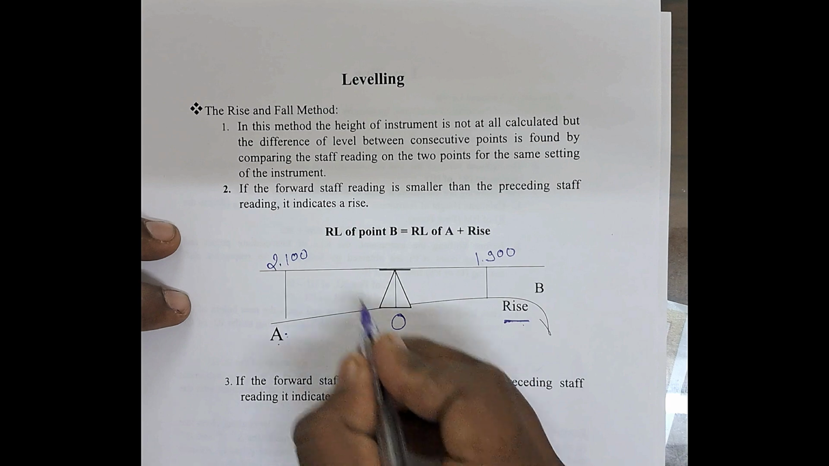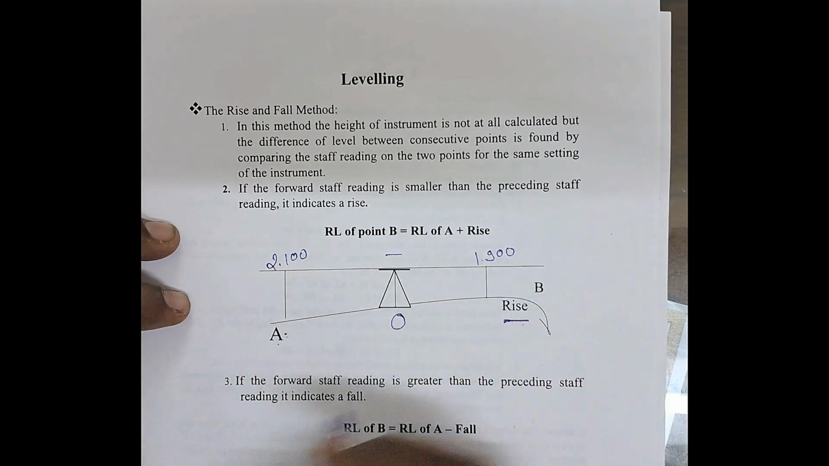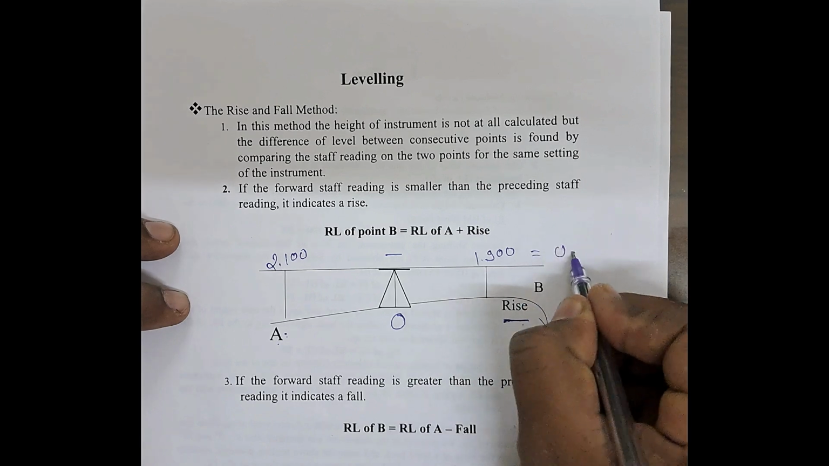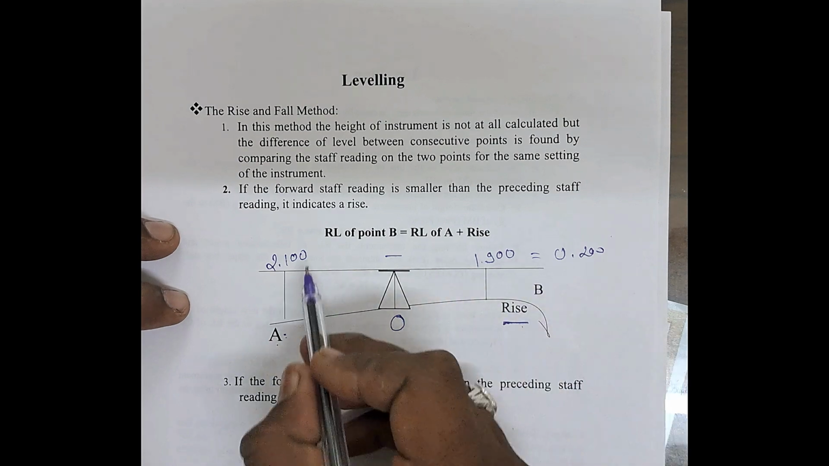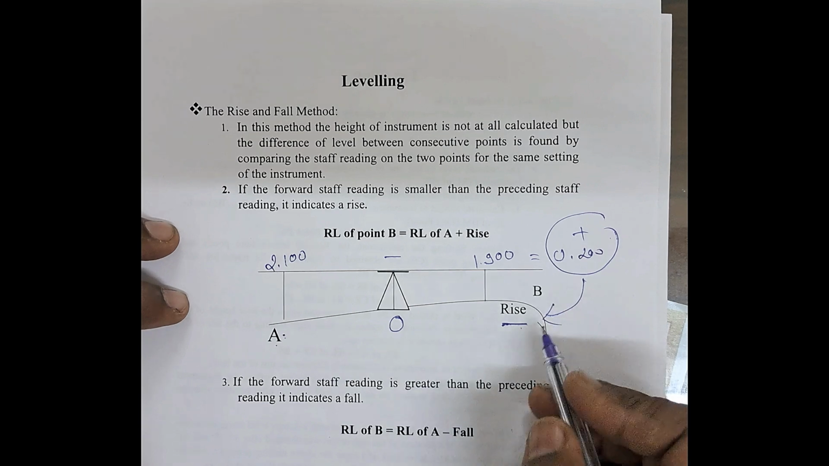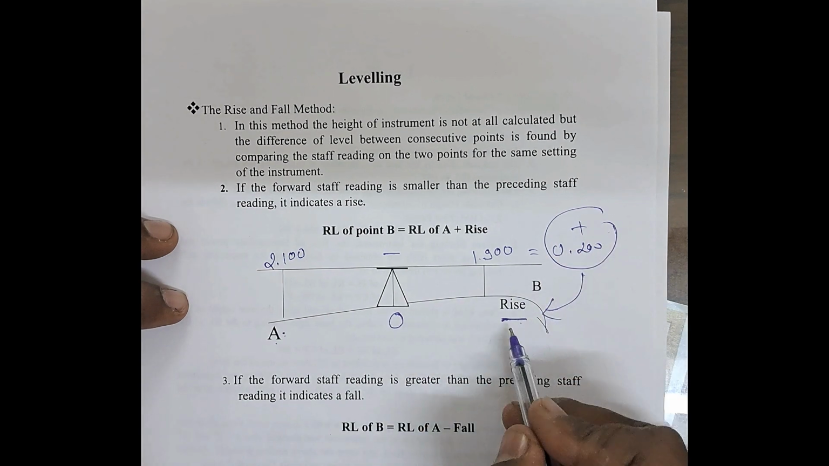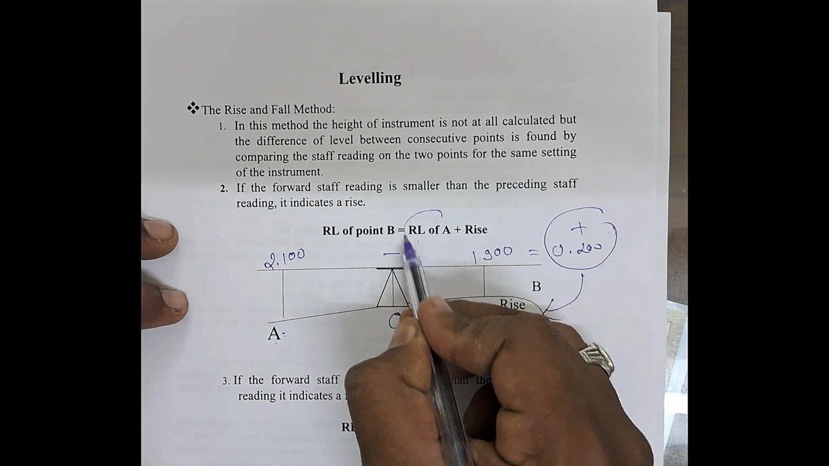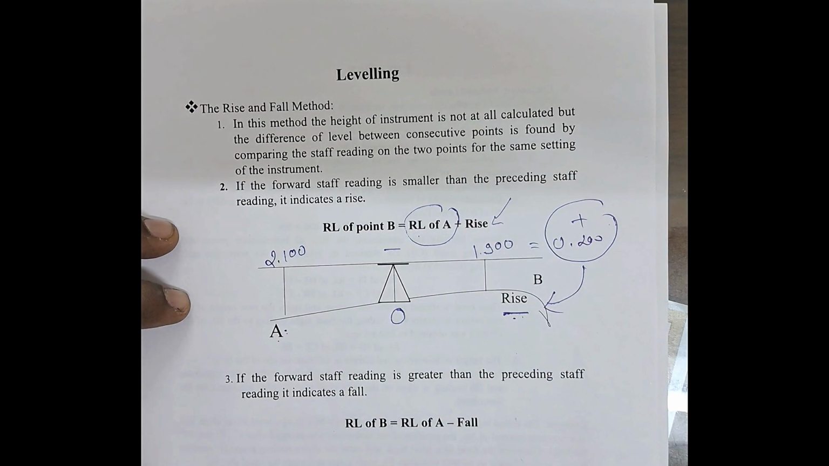Okay, so what is the difference? 2.100 minus 1.900 is equal to 0.2. This reading is positive, so it is considered a rise, because the reading is positive. If the difference between two staff readings is positive, it is considered a rise. So you need to add it to the previous RL, the RL of A, and then you will get the RL of B.